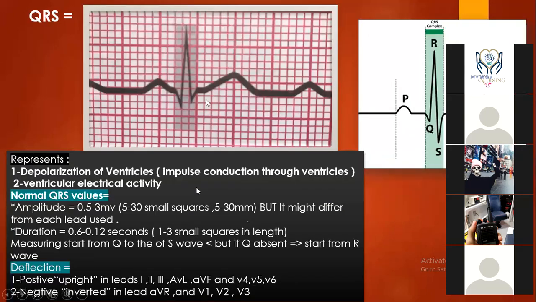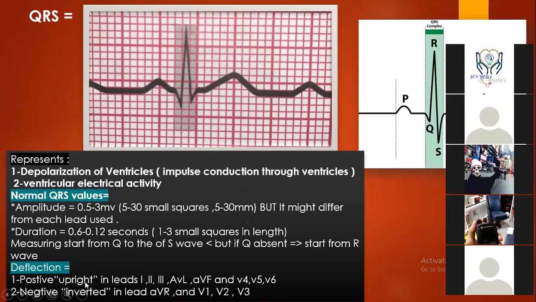This is the PR interval. Now the QRS, what does it represent? Depolarization of the ventricle. Normal QRS amplitude is 0.5 to 3 millivolts, approximately 5 to 30 small squares. If it's more or less than that, this is abnormal. Duration is from 0.06 to 0.12 seconds, 1 to 3 small squares.